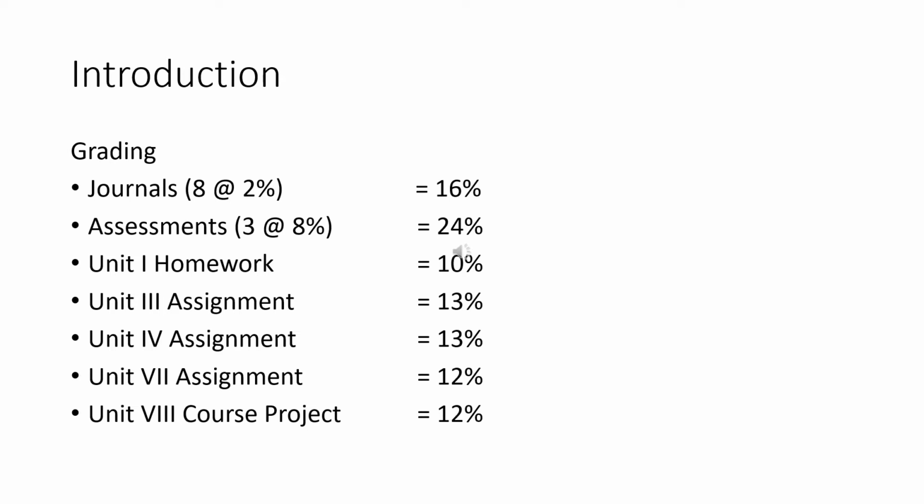Introduction. The grading for this course will consist of journals, 8 at 2%, 16% overall, assessments, 3 at 8%, 24% overall, homework at 10%, another assignment, Unit 3, which is 13%, and then Unit 4, an assignment, which is 13%, and then Unit 7, an assignment, which is 12%, and then your final course project, which is 12% overall.